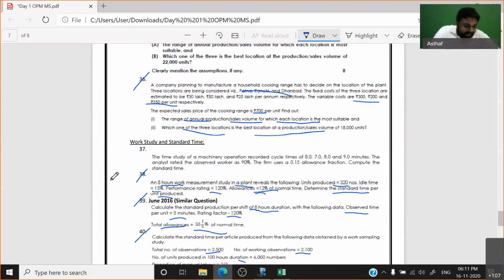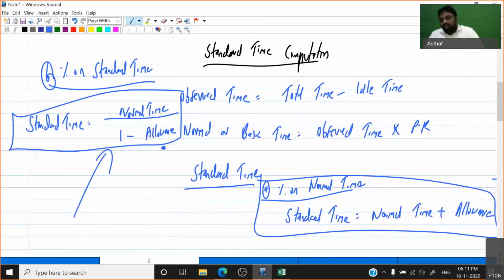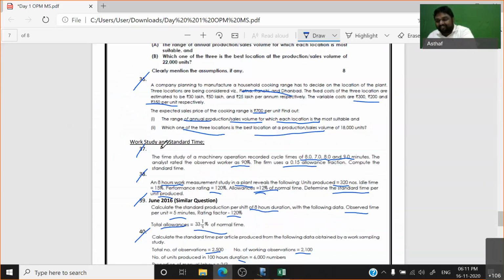This question is different. See, all the other questions were telling allowance as a percentage of normal time. So question number 37. The time studied for an operation cycle: 8, 7, 8, 9. The analyst observed 90%. The firm uses 0.5 as a fraction. So the fraction, look here, in this formula we are doing in fraction. So if they said fraction, we can do the second formula.